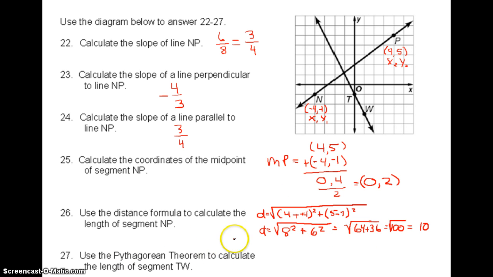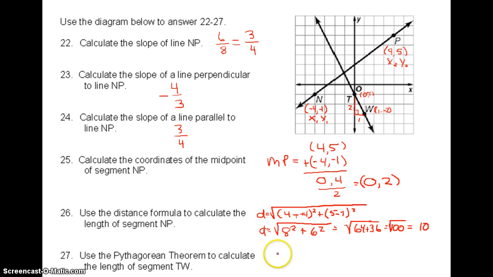Now we use the Pythagorean theorem to calculate the length of segment TW. TW is right here. Okay, so these coordinates are 0, 1, negative 1, and these are 1, negative 3. To use the Pythagorean theorem, really all we have to do is turn this into a right triangle. I've got 1 this way and 2 this way.